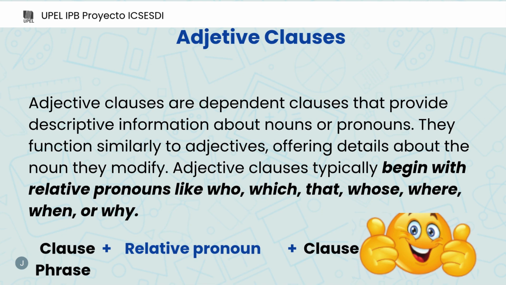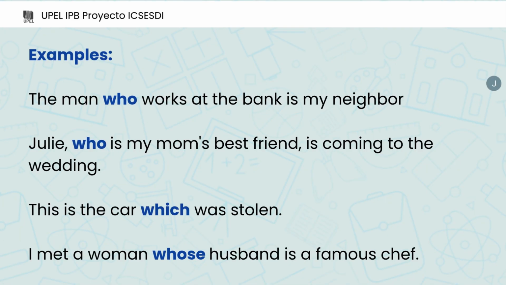Sometimes you can have a phrase instead of a clause. What an adjective clause really focuses on is the noun. It offers you descriptions about the noun. For example, the man who works at the bank is my neighbor. So, what's the really important idea of the sentence? The man is my neighbor. That's the really important information. The other information, who works at the bank, is extra information. So, pay attention to the focus of the sentence, to the main idea.